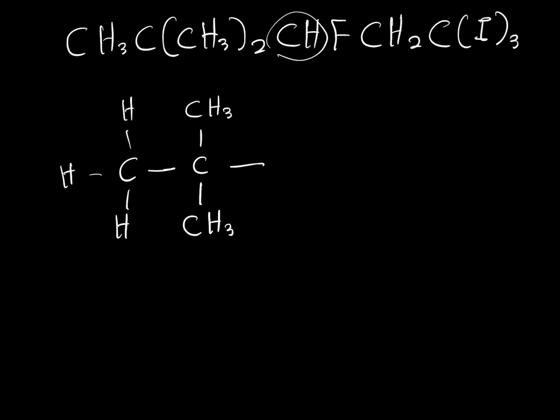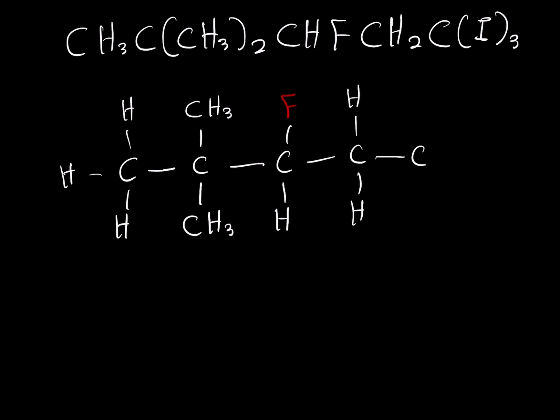And then we have a CH, and we have a F, which is fluorine. Then we have a CH2, so a carbon with the 2 hydrogens, and then we have C, but it has 3 I's attached to it. The I's are iodines, so that's how we draw this one.